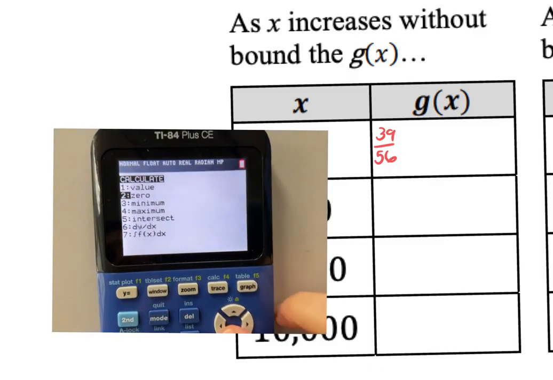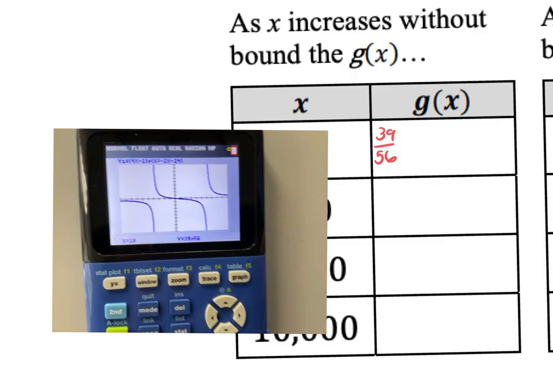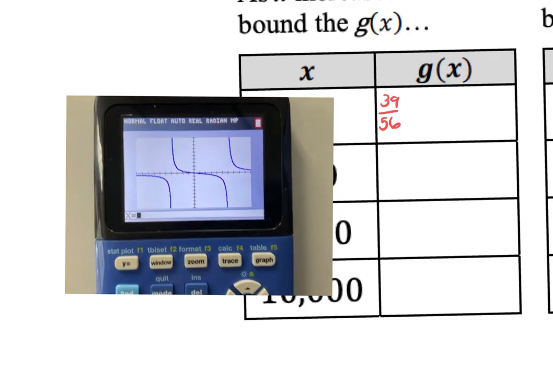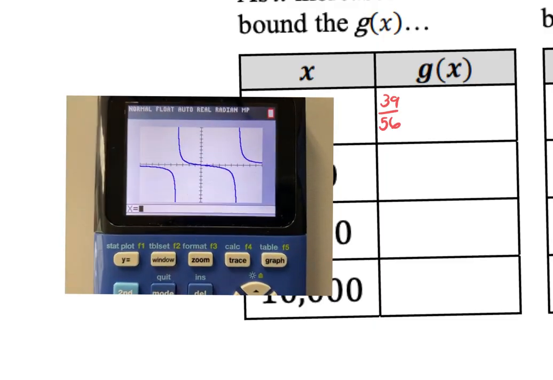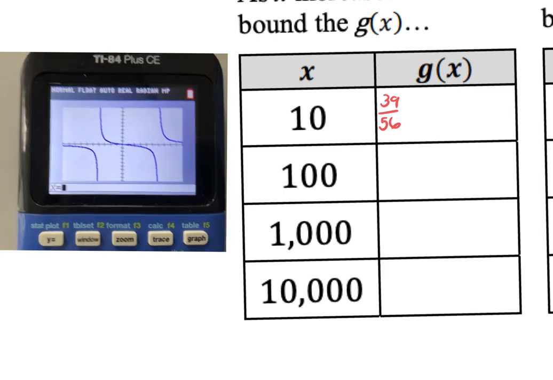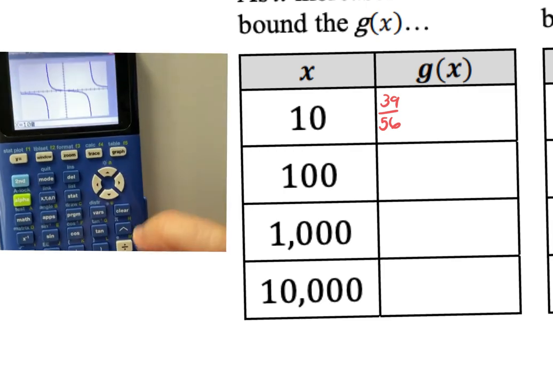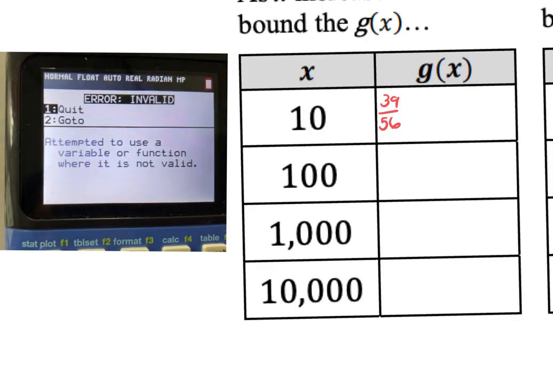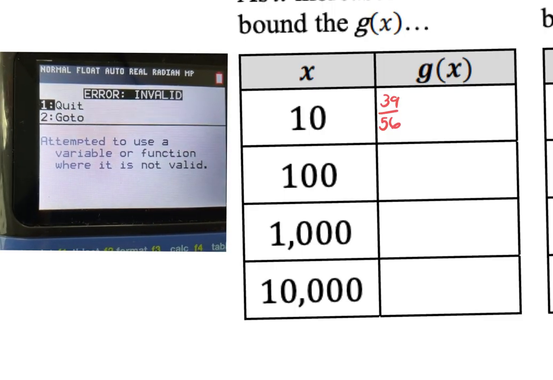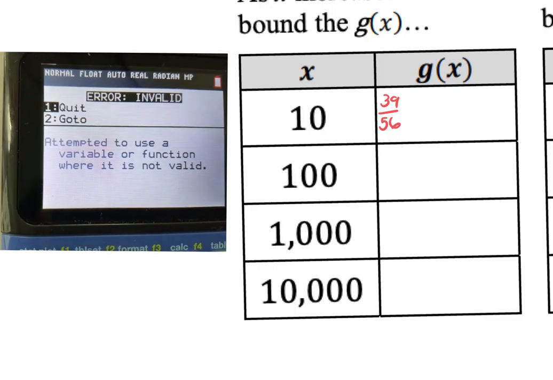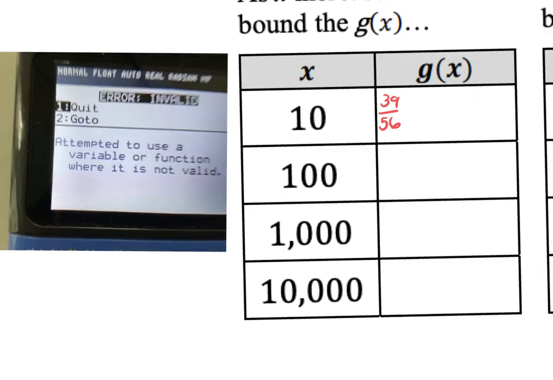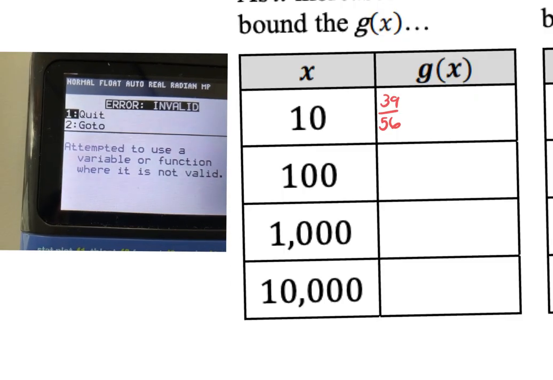Second, trace, value. It would be best in decimal form, and you can switch your mode to force it into decimal form, but you can also figure it out. There's a million different ways to do this, but 100. What's it say there? It says attempted to use a variable or function where it is not valid, okay? So it means it's undefined here.